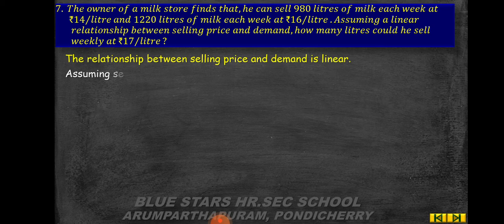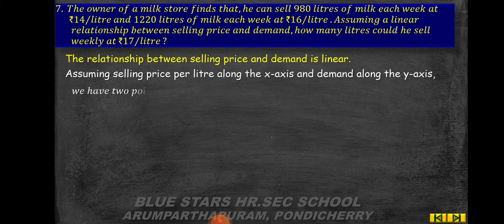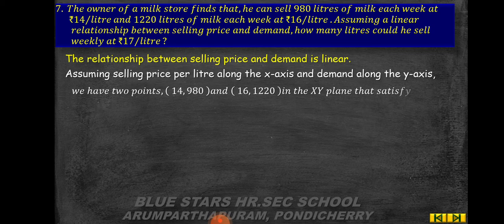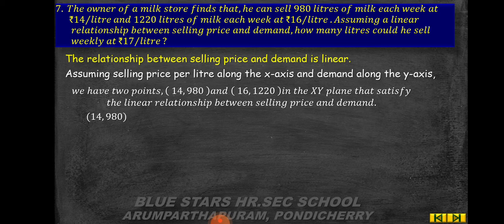The relationship between selling price and demand is linear. So assuming selling price per liter along the x-axis and demand along the y-axis, we have 2 points, 14, 980 and 16, 1220 in the xy plane that satisfy the linear relationship between selling price and demand. So you mark the points as x1, y1 and x2, y2.